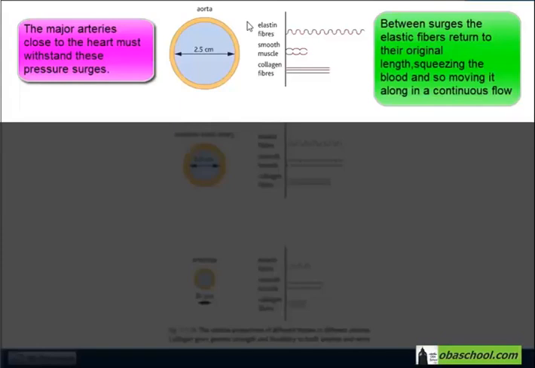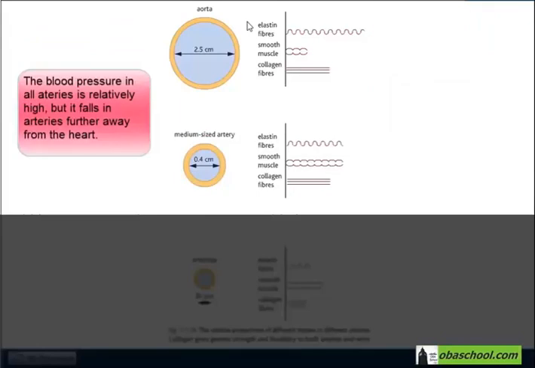at these arteries. Then we go into medium-sized arteries that are further away from the heart. We see that we have almost the same amount of collagen fibers, since these also have to have some strength to them. We have less elastin fibers. You see that the diameter is obviously smaller, since these are branches of the main arteries, so they have to be thinner. They have almost the same amount of collagen fibers, since they also have to withstand pressure.